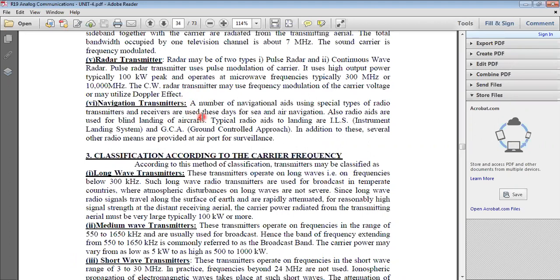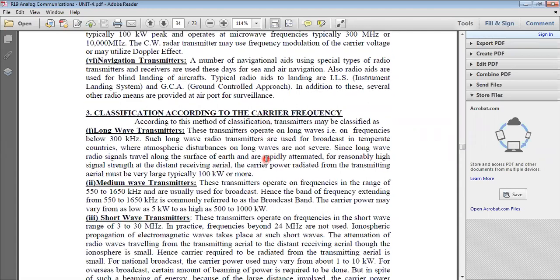Coming to the other type of transmitters, that is navigation transmitters. These types of transmitters are used as navigational aids. For sea navigation and air navigation, we use these types of transmitters. For airport surveillance also we use this type of transmitters.